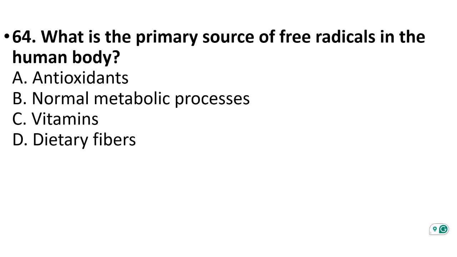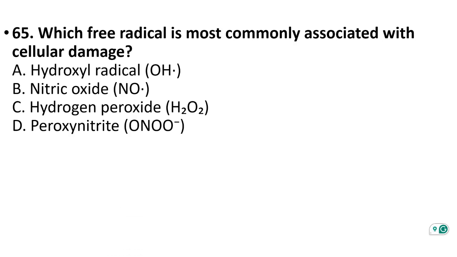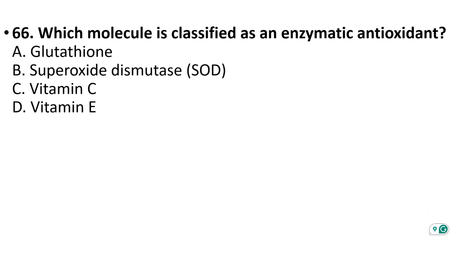64. What is the primary source of free radicals in the human body? Antioxidants, normal metabolic processes, vitamins, dietary fibers. Your answer is option B, normal metabolic processes. 65. Which free radical is most commonly associated with cellular damage? Hydroxyl radical, nitrite, nitric oxide, hydrogen peroxide, peroxynitrite. Your answer is option A, hydroxyl radical.